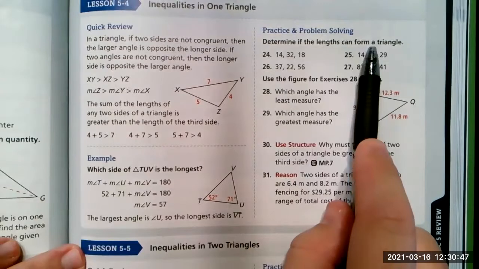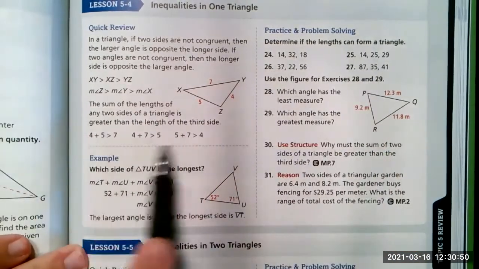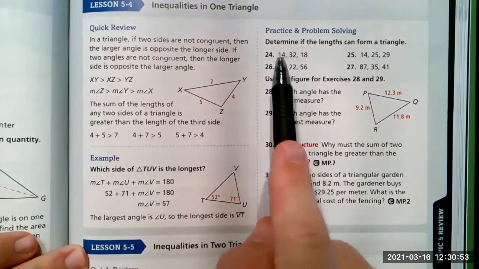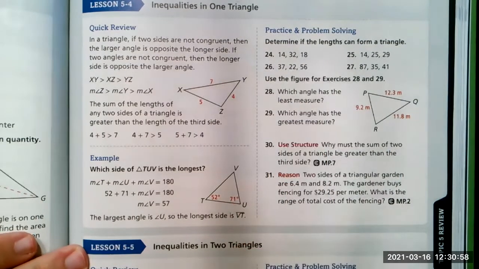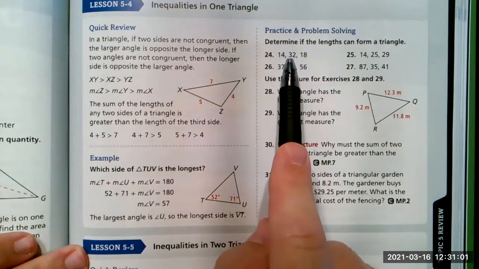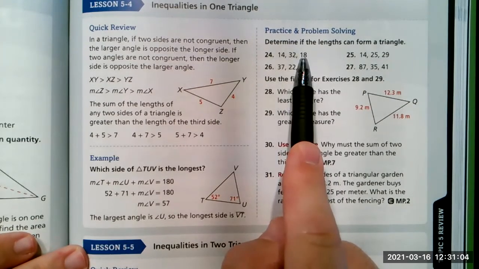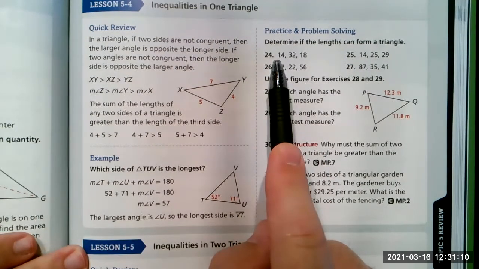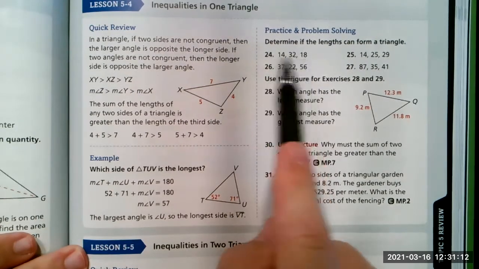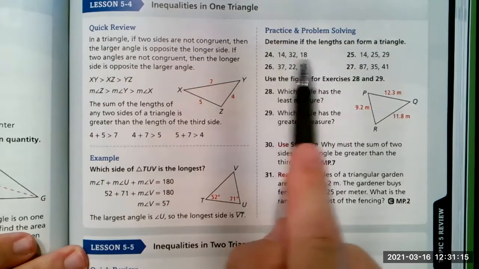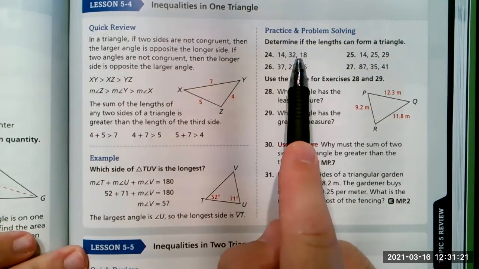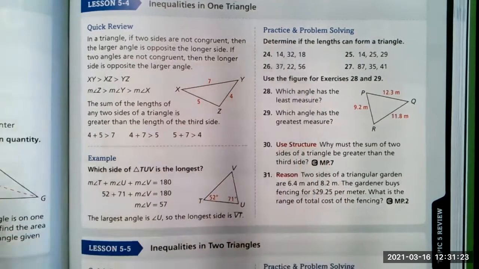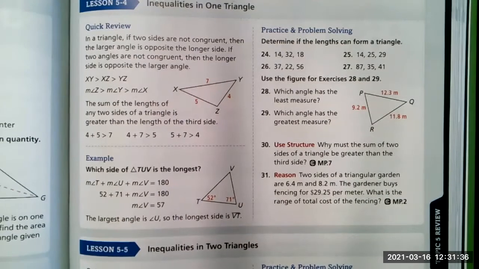24, determine if the lengths can form a triangle. This goes right back to this part right here, the review, where if you add any of the two sides, they have to sum larger than the third side. So 14 plus 32 is definitely greater than 18. 32 plus 18 is definitely greater than 14. And then 18 plus 14, those two end pieces, when you add those together, that actually equals 32. So no, it has to specifically be greater than 32. So 24 will not form a triangle.